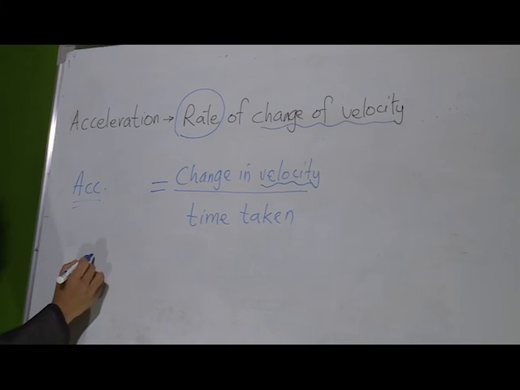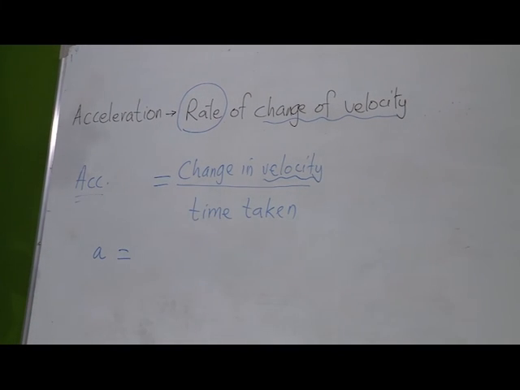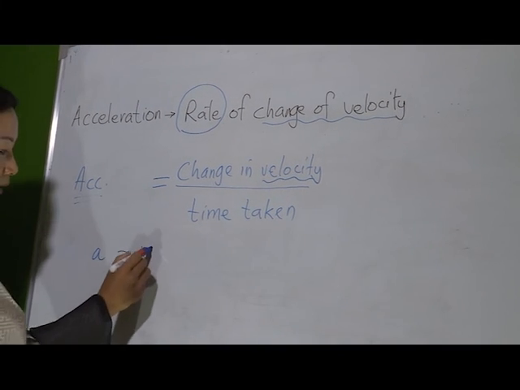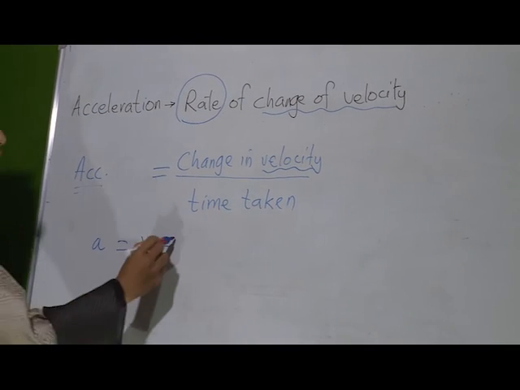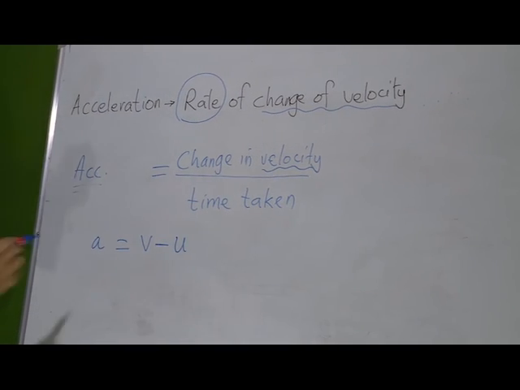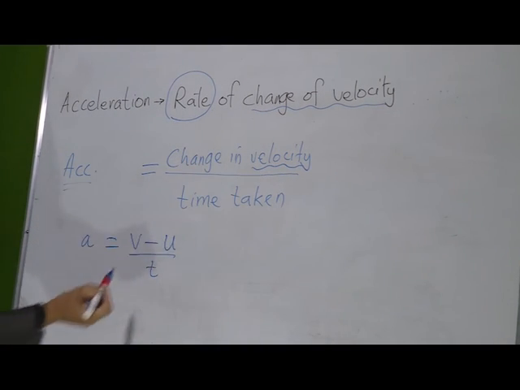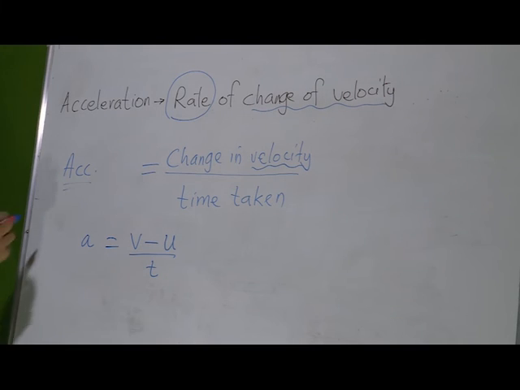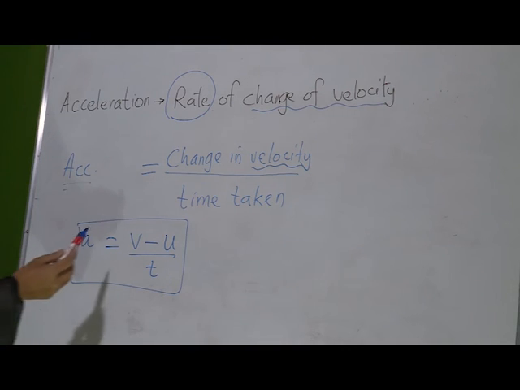So acceleration can be written as a. Change in velocity means you're finding the difference in velocity. V is the final velocity minus u, the initial velocity, and that you divide by time. So v minus u is the change in velocity, and time is t. So this is the mathematical expression to find acceleration: a is equal to final velocity minus initial velocity divided by time.